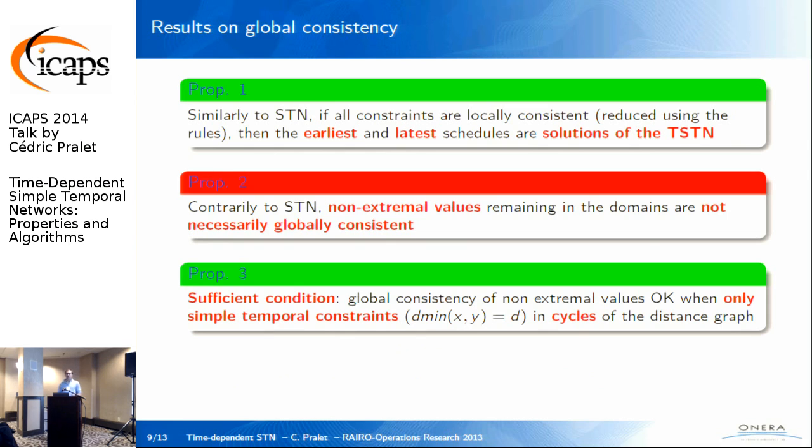But we can give sufficient conditions for the global consistency of non-extremal values. For instance, if you consider the distance graph, and if you only have simple temporal constraints in the cycles of the distance graph, then it is sure that non-extremal values can also be extended to solutions. So we can obtain again one of the good results available on STN.